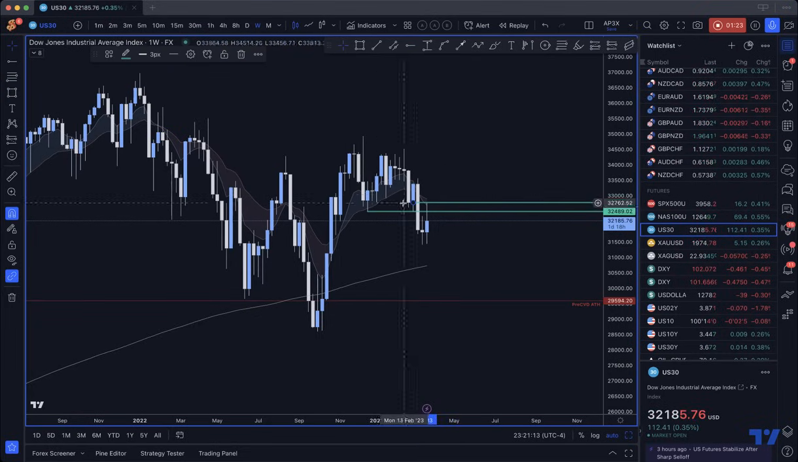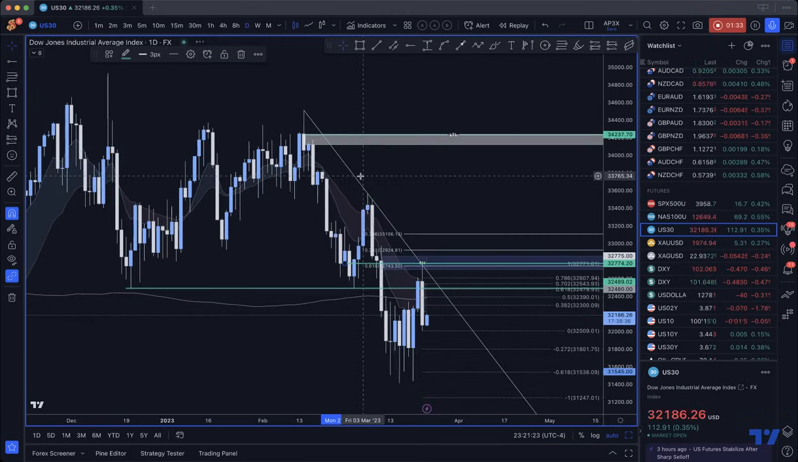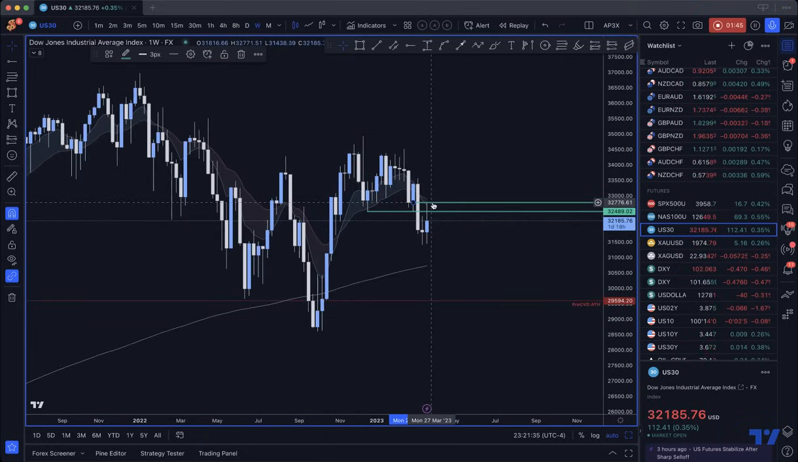So basically, this was a previous support, and now with the flip, support turns resistance, and we got rejected from it yesterday, rather. So this is a very important level to pay attention to. So let's see. I can remove this.